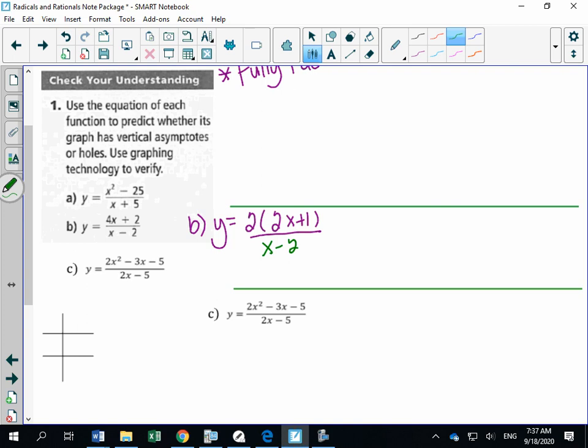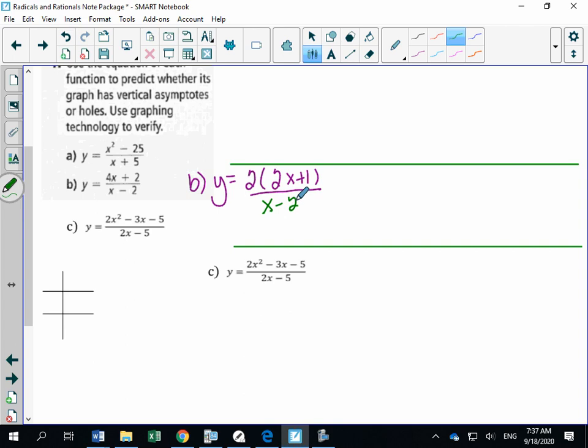So the first step is you make sure it's fully factored. The reason we need to make sure it's fully factored is because, for example, when we get to a, you're going to see that factors will cancel. This is an example where no factors cancel. So we say this denominator could never equal 0. I'm going to take that denominator and say x minus 2 could never be equal to 0. Then I'm going to solve for x, and x could not be equal to 2.